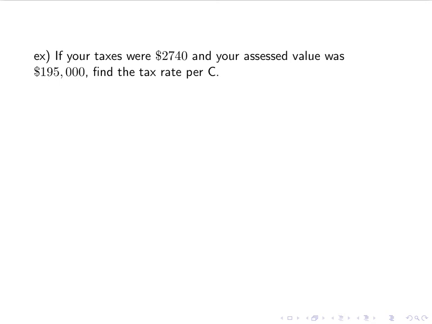If your taxes were $2,740 and your assessed value was $195,000, find the tax rate per C. So we plug in our A, we plug in our T into our equation, and we're going to solve for R. So we divide by the 195,000 and we get R as a decimal. We need it as a rate per C. So again, we move the decimal over twice and then round to the nearest hundredth. So moving the decimal gives us 1.405, which rounds up to 1.41. And again, it's dollars per C.